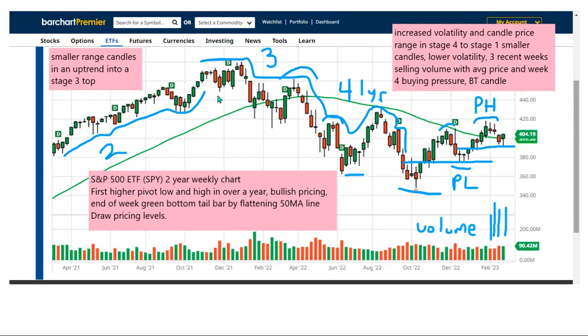Now this is a 2-year chart of the same ETF using weekly price candles. And you can see on the left in stage 2, we have these smaller range candles in an uptrend into a stage 3 top. These tops will be identified with candles that have expansion of range, or expansion of the size of the candles. You can see that. And then in stage 4, you get, obviously, a downtrend.